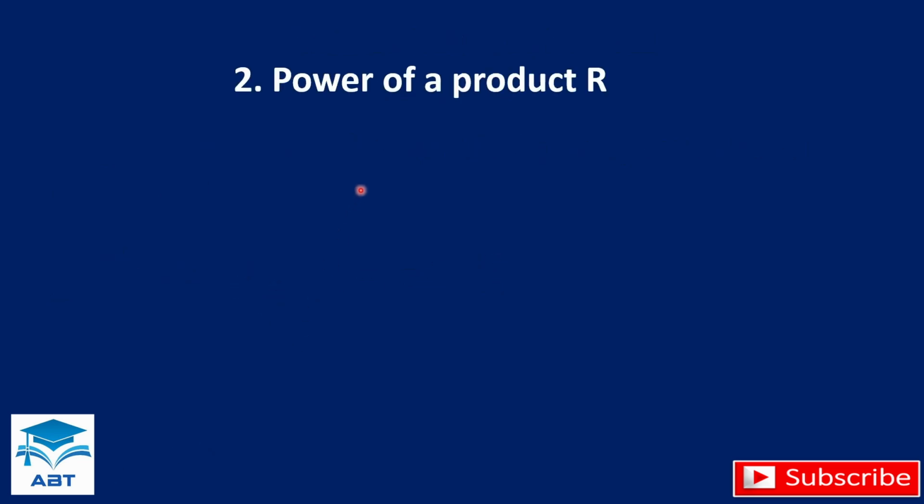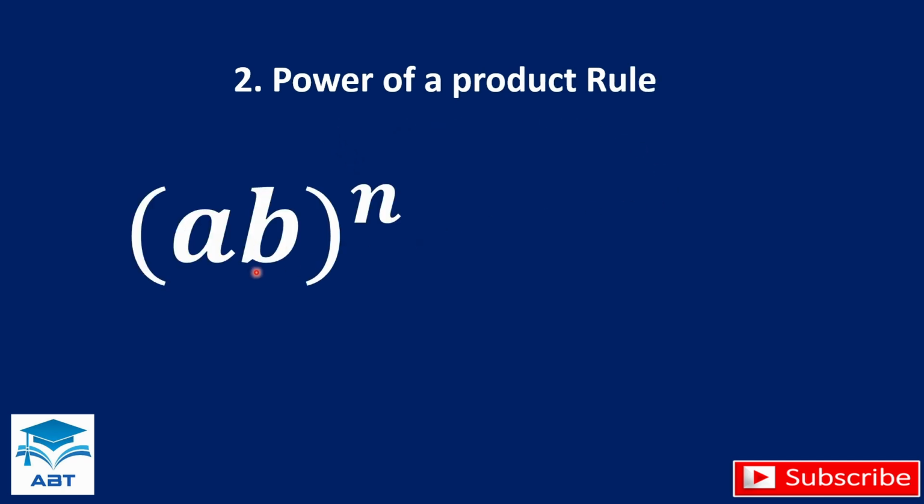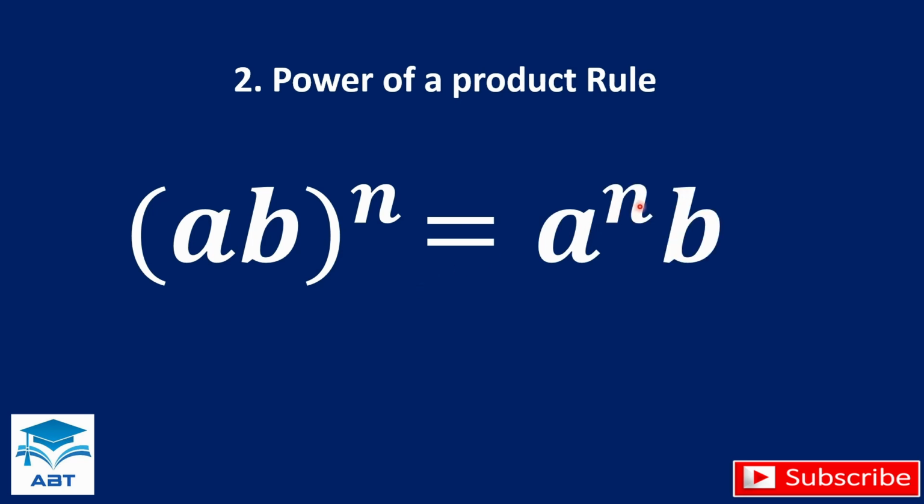The next rule, we have the power of a product rule. Let's assume we have (a times b) all exponent n. Since a and b are all in the bracket and they are all having an exponent of n, then it means the exponent of n will affect a and will also affect b. So we have a exponent n times b exponent n, and that is the power of a product rule.